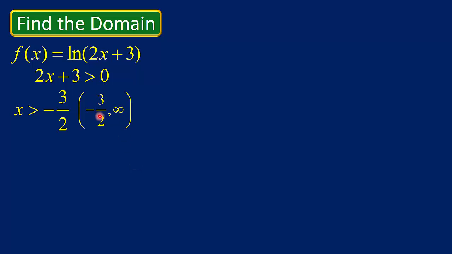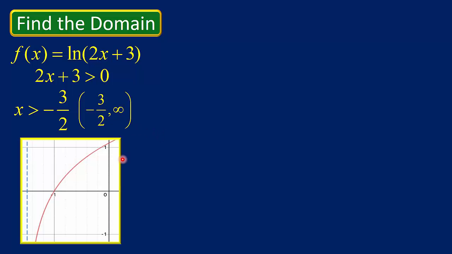Not including negative 3 halves, because that would be where 2x plus 3 is 0. Okay, and here's what the graph looks like. Notice, here is the vertical asymptote, x equals negative 3 halves, and our function goes to the right of that. If we plug in any value for x over here, we're going to get 2x plus 3 to be positive. And that's what we want. If we go to the left of that asymptote, that won't work, because then we'll be trying to take the log of a negative number.